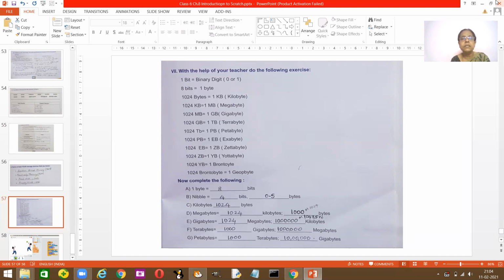1024 petabytes is equivalent to 1 EB, that's exabyte. 1024 exabytes is equivalent to 1 ZB, that is your zettabyte. 1024 ZB is equivalent to 1 YB, that is yottabyte. 1024 YB is equivalent to brontobyte. Even after brontobyte, it also increases. 1024 brontobytes is equal to 1 geopbyte.